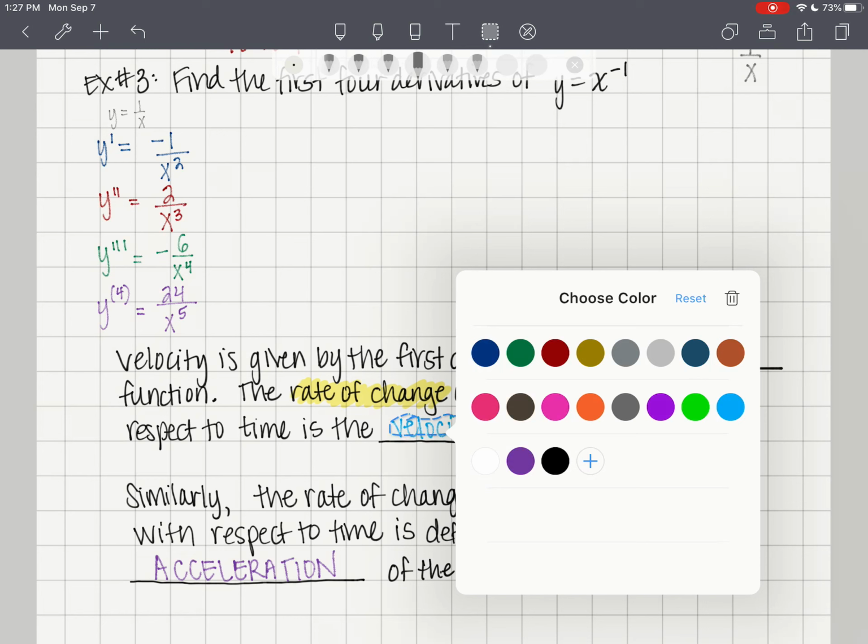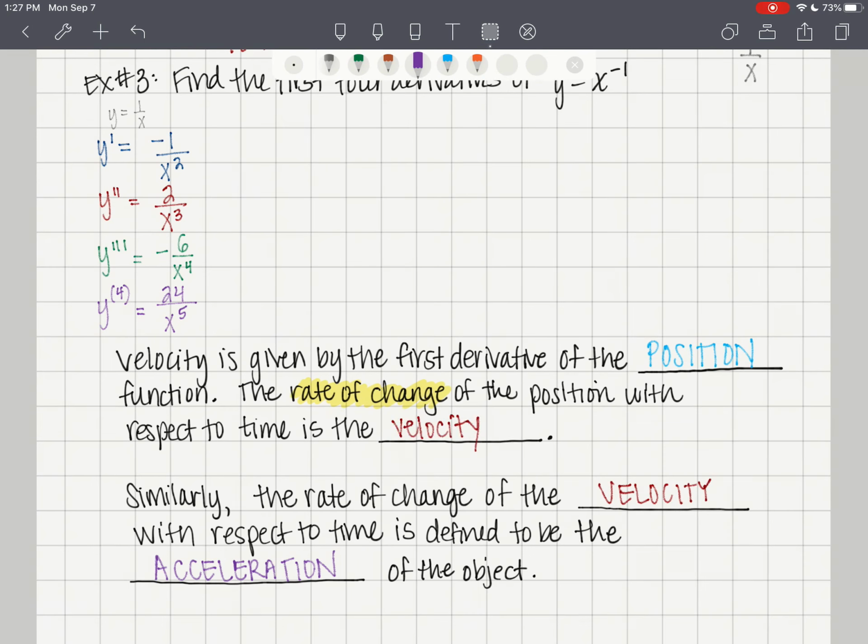I'm going to change this color to red. Do you know why I just changed it to red? Because velocity is not the same thing as position. So I want velocity to be a different color, and then I want to link it down here and say, your derivative of velocity is acceleration.